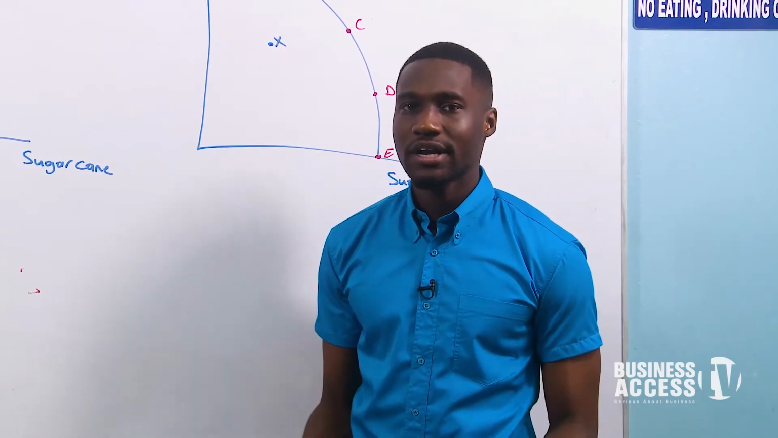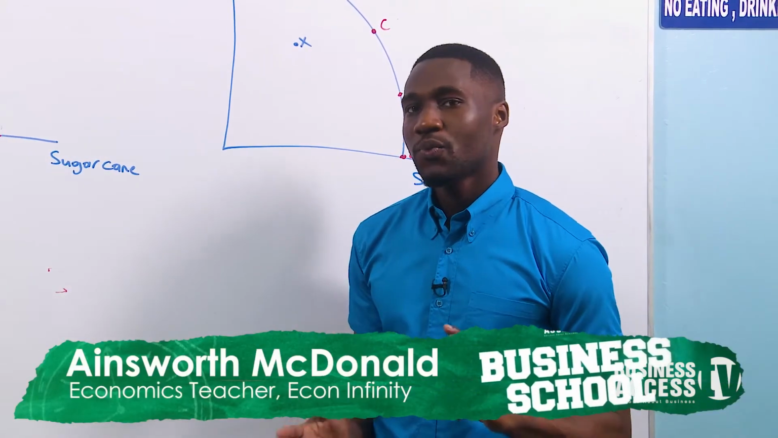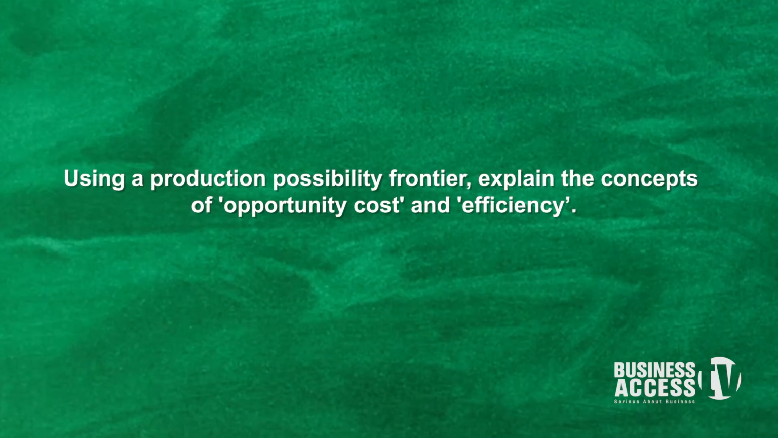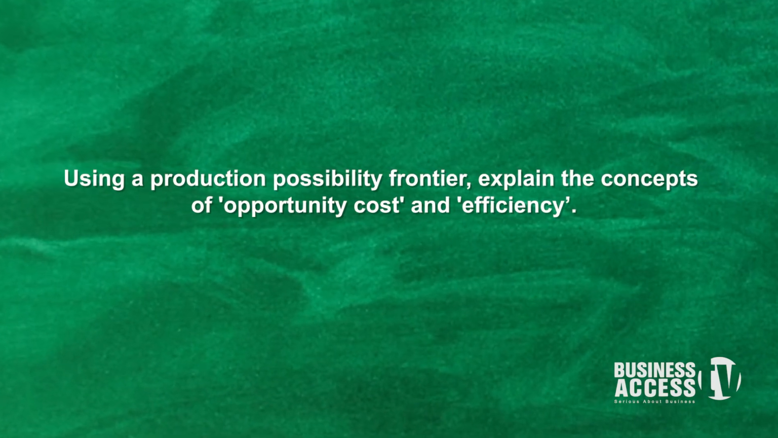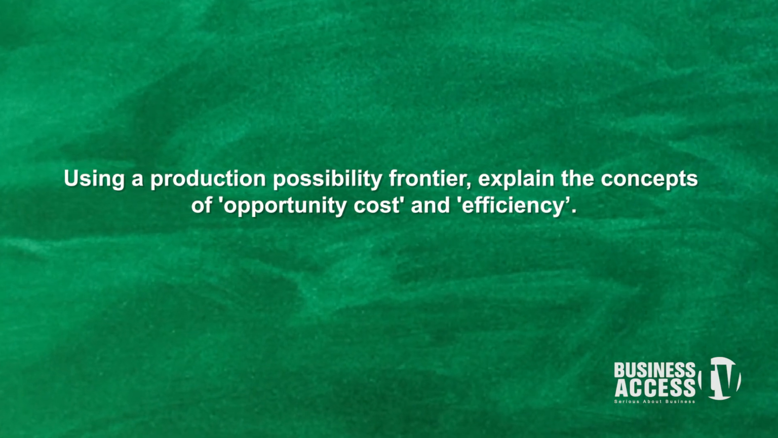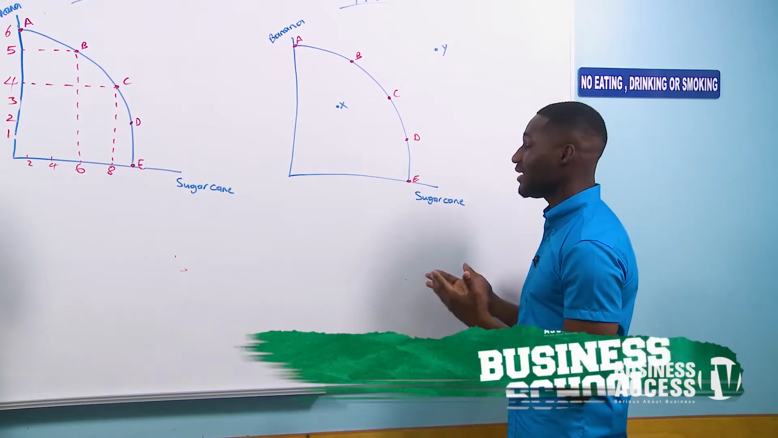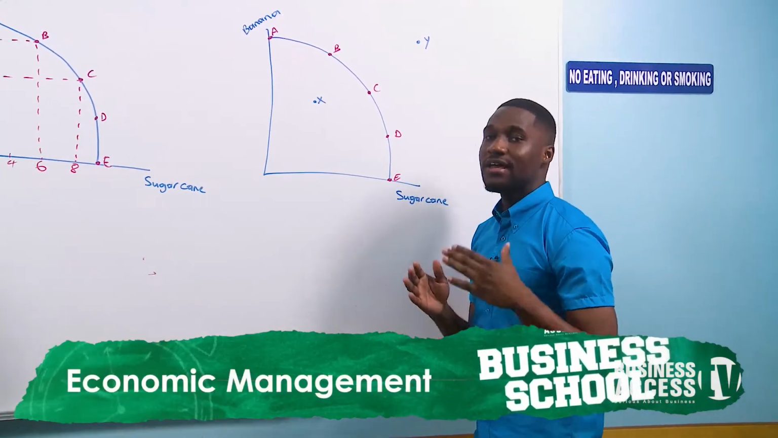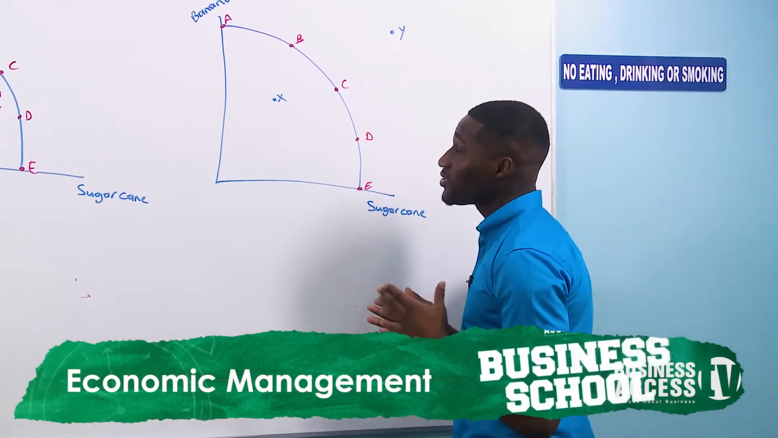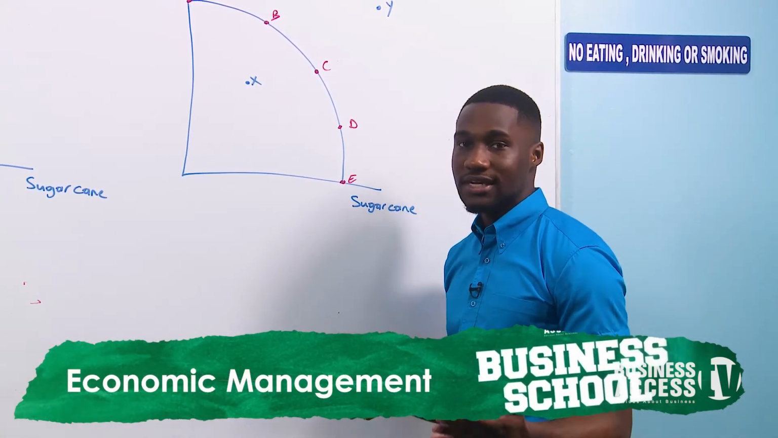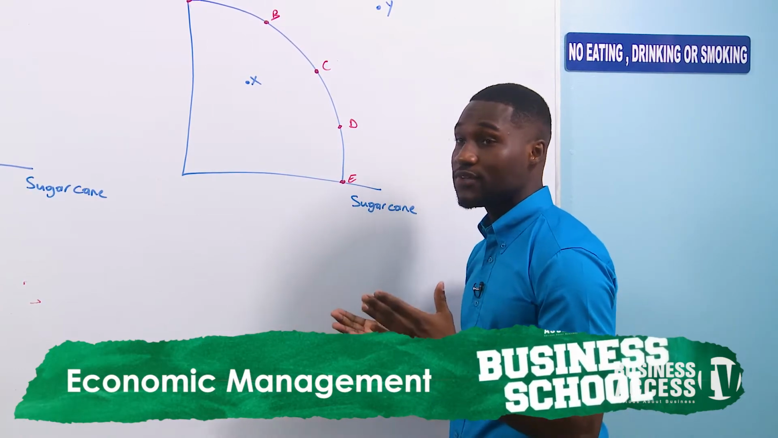Remember, me and Ethel were talking about the PPF and we have a question. It says that we should use the PPF to show opportunity cost, scarcity and efficiency as well. If we're going to focus on efficiency, any point on the PPF is an efficient point. So points A, B, C, D and E, once it lies on the PPF, it's an efficient point. The PPF does not tell you which one of these points to choose. You can choose from any one of them. It depends on your satisfaction, but any point on it is efficient.